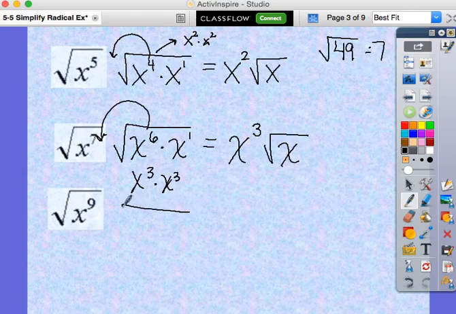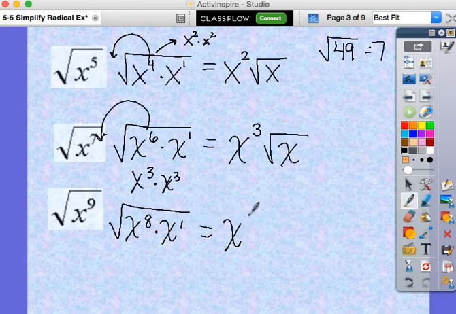Okay, the next one. Let's break this one up. What can we break this one up into? X to the 8th times x to the 1st. So x to the 8th comes out as x to the 4th. And what's left in the radical? X.